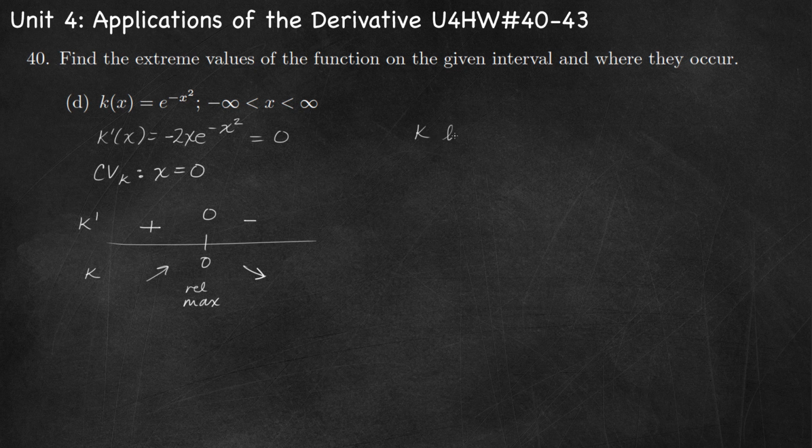So k has an absolute maximum value of 0 at x equals 0. So I was able to put both of those answers in there in that one phrase. And no absolute minimum.